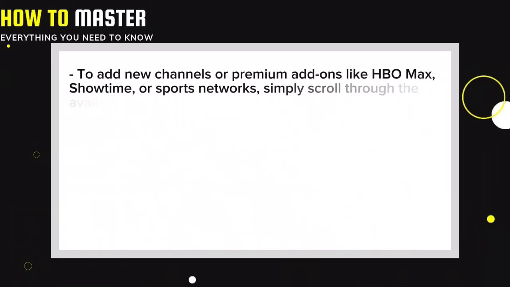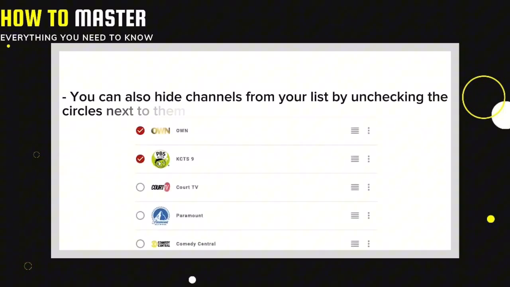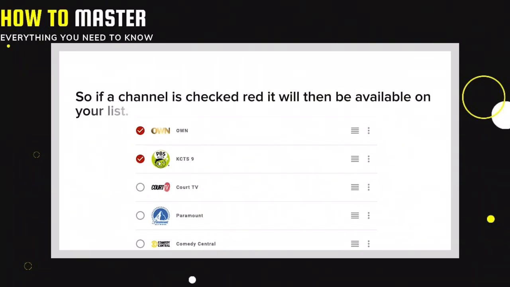So you can also customize the channels by dragging them up or down. And if you'd like to, you can also choose to hide the channel from your list and it won't be available in your channel list. So simply do this by checking and unchecking the circles. So if a channel is checked red, it will then be available on your channel list. So that's simply how to customize, add, and remove channels on YouTube TV.